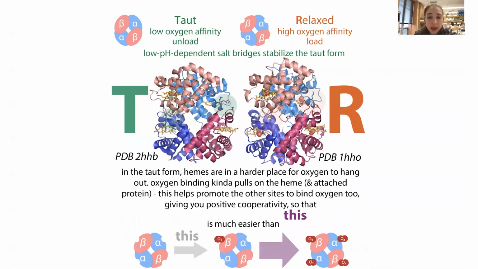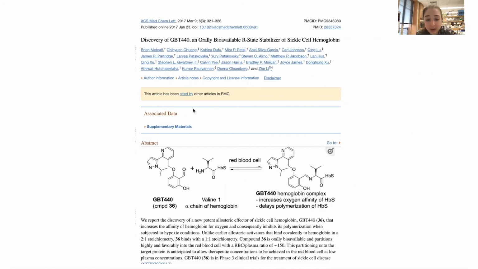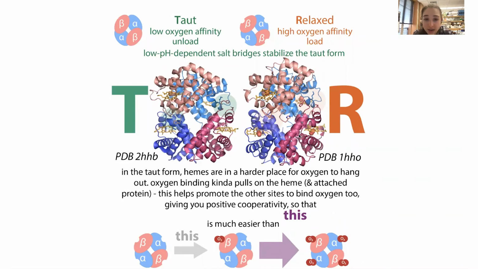Hemoglobin has these two main forms. It has these four binding sites. When it binds to oxygen, it's in this relaxed form, the R form. And when it has low oxygen, it's going to be in this tense, or T, form. And it's actually this low oxygen form that is going to be more prone to the sickling. So what Voxelotor does is it stabilizes this R state. It stabilizes this oxygen bound state, and therefore prevents the formation of these long fibers.